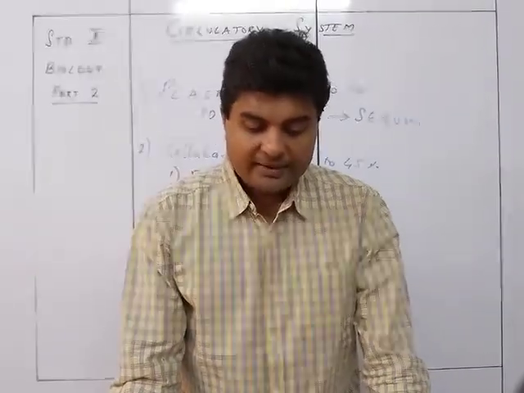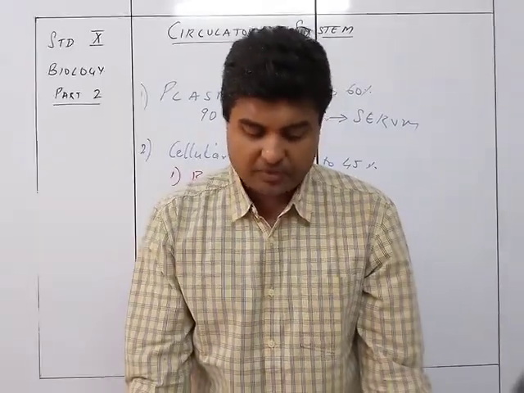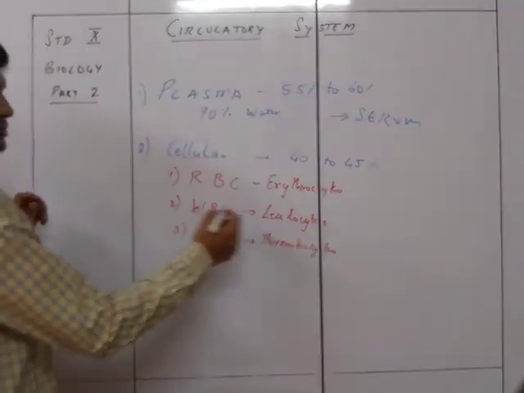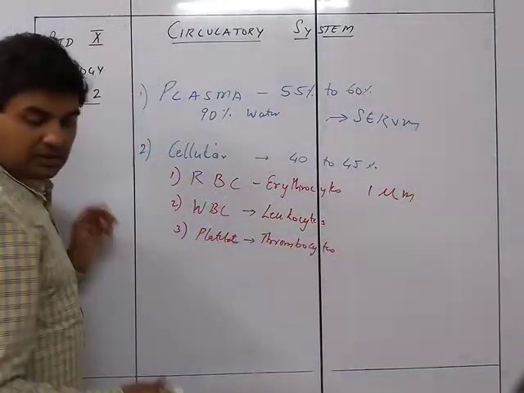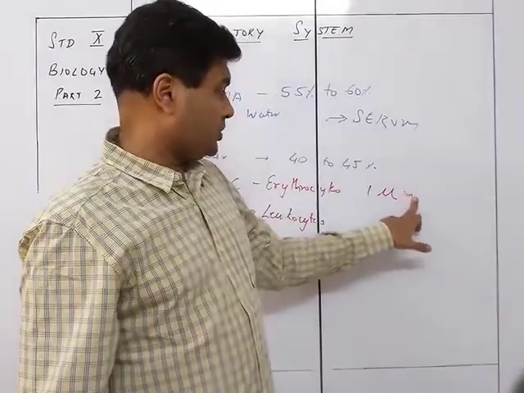These are very small, about 7 microns in diameter. 1 micron is one thousandth of a millimeter and is represented by the symbol mu. So that is micron, not micrometer.